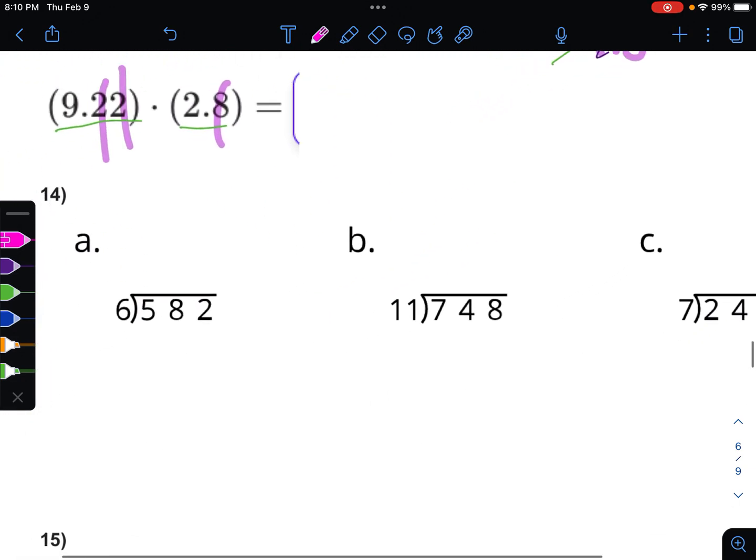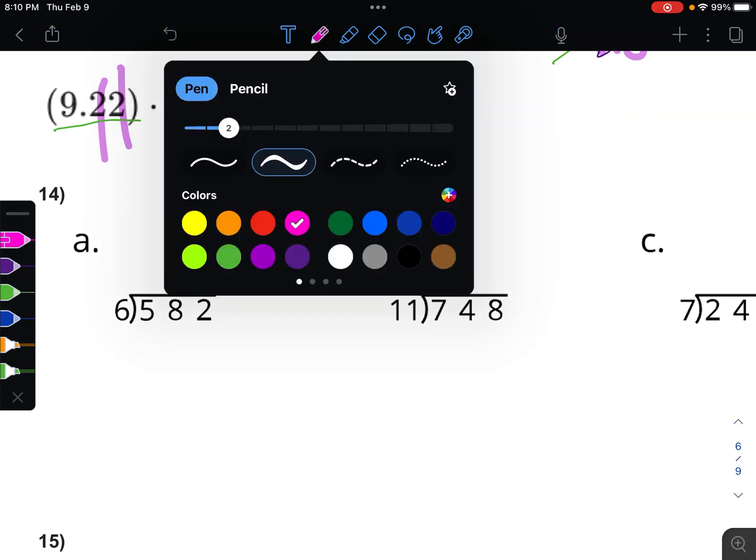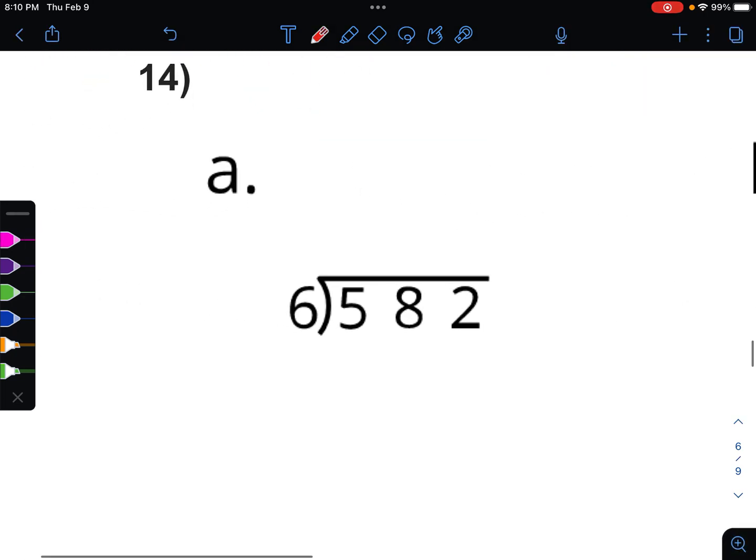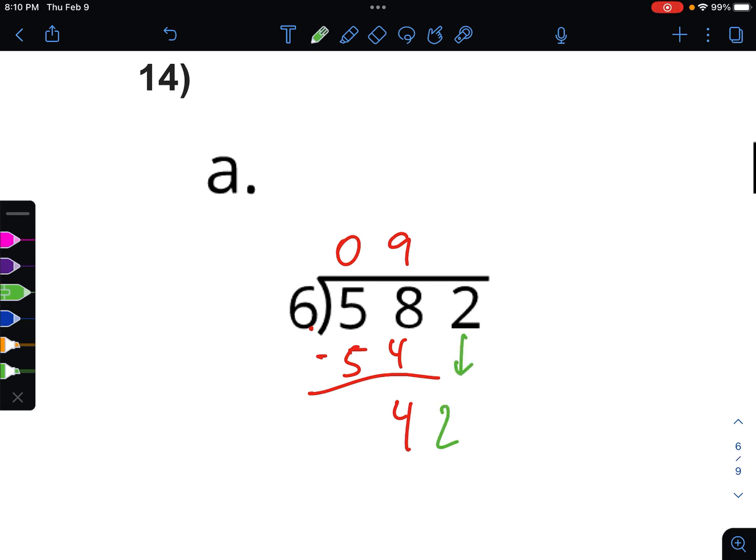What do we do next? More multiplication? No, division. All right. No decimals on these. Okay, we can handle that. 6 goes into 5 0 times. 6 goes into 58 9 times. 9 times 6 is 54. Do we have any remainder? We do. 58 minus 54 is 4. Now drop the 2 down. 6 goes into 42 7 times. And 6 times 7 is 42. It's done. It terminates. Here is my answer.